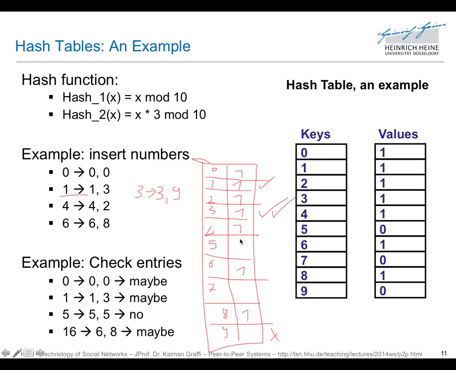For 5, we see that at least one of the hash functions gives us a 0, so that means there is no marking at that spot where there should be a marking, so we can say 5 is not inside. But we also have some false errors, like for example this 16, which is not in the Bloom filter.